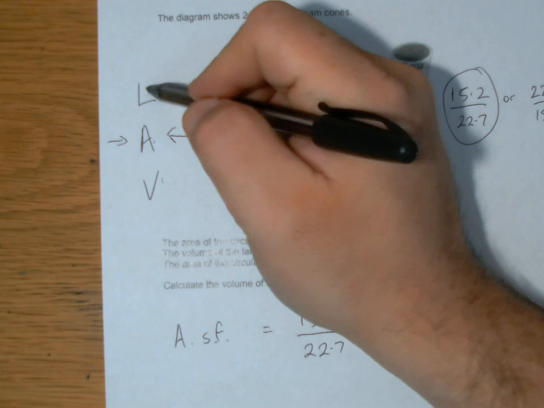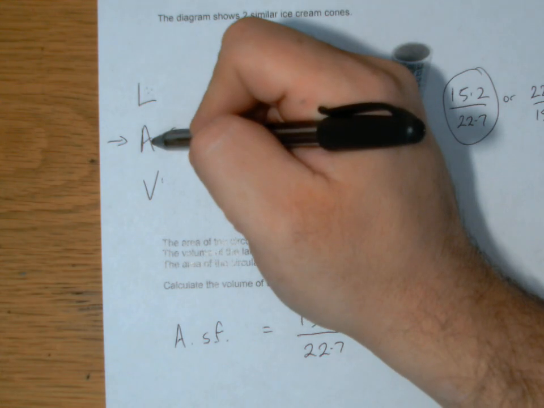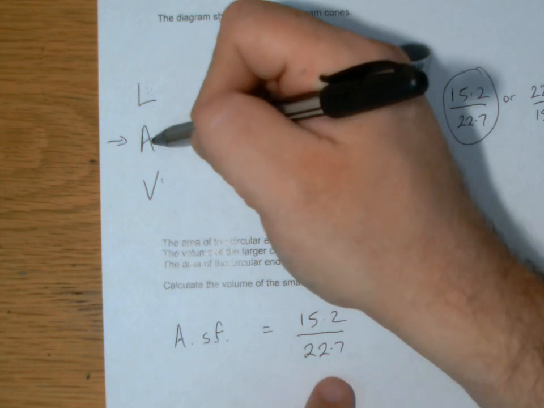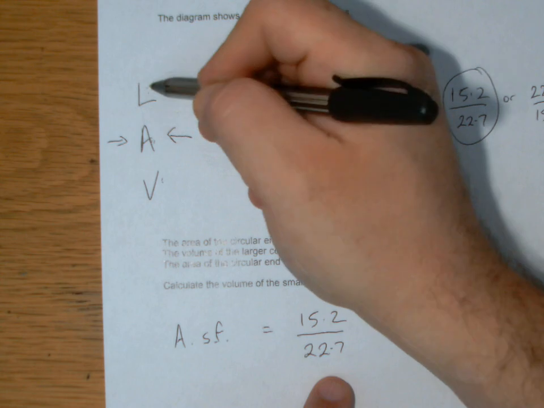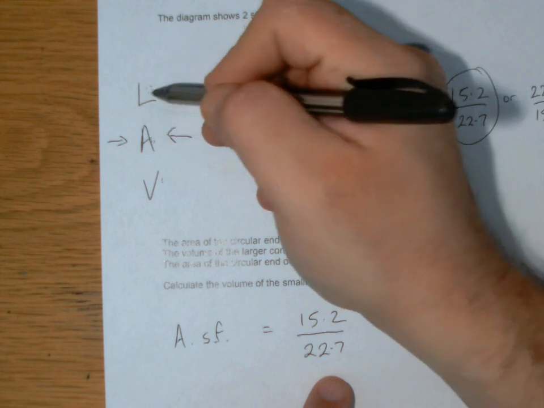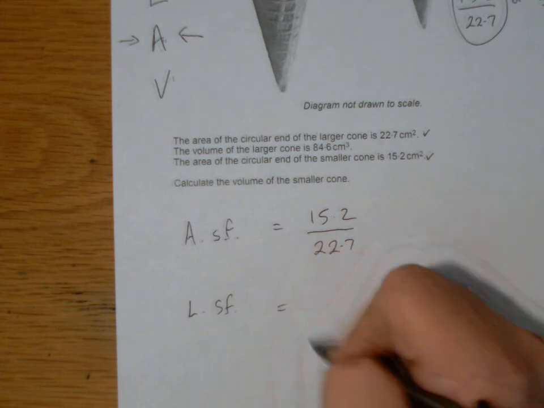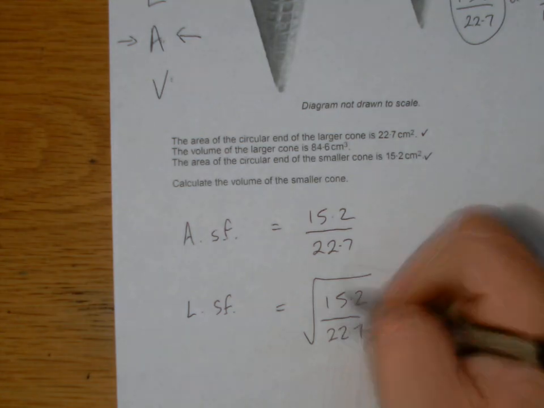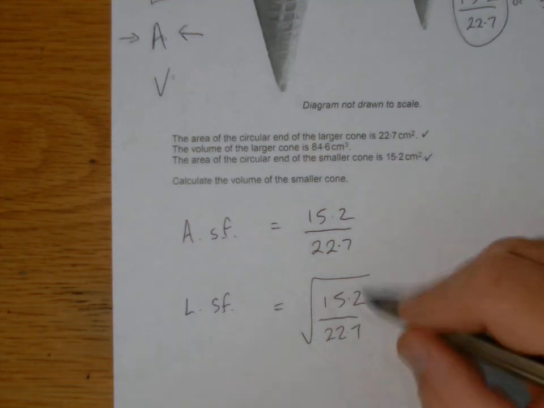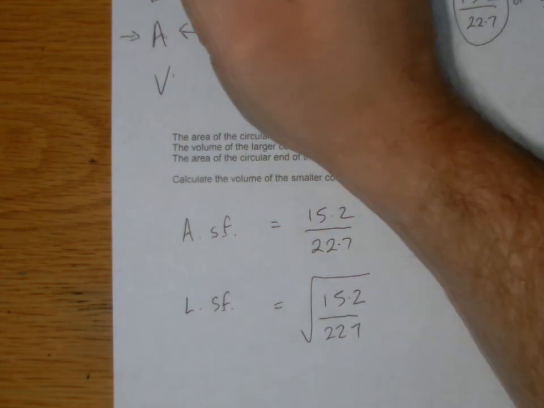Because if we knew length, you need to square it to get area. But we actually know the area scale factor. So to work back to get the length, we're going to have to do the opposite of squaring and square root. So the length scale factor will be the square root of this. Okay. Now this might work out really nice, but I'm not even going to bother typing it into my calculator yet. I'm just going to leave it as it is, and appreciate that's where I'm at.